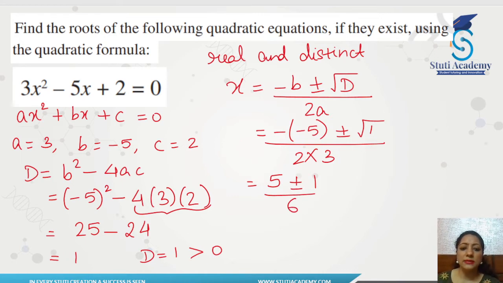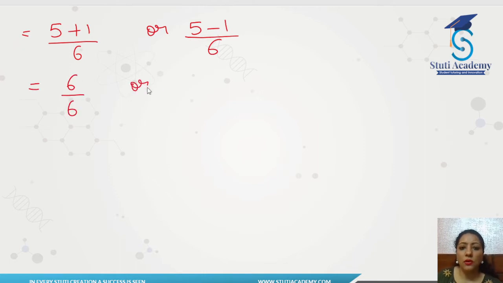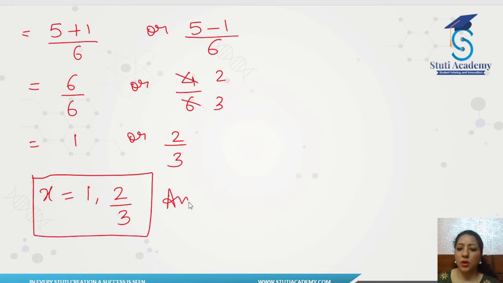Now it's plus or minus. So we'll first take the value from plus, and then from minus. So we have 5 plus 1 upon 6, or we have 5 minus 1 upon 6. So this is either 6 upon 6 or 4 upon 6. That means we have 1 or 2 by 3. I've simplified this here and I've got 2 by 3 here. So the values of x we have 1 and 2 by 3. So these are roots of the given equation. Have you all understood, students?